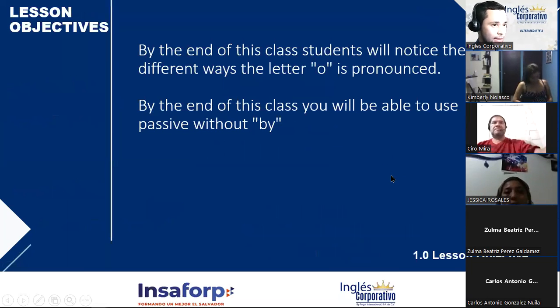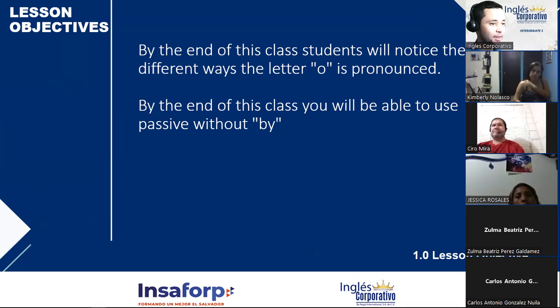These are the lesson objectives. By the end of this class, students will notice the different ways the letter O is pronounced. That's the first one, so today we study some pronunciation. And also by the end of this class, you will be able to use the passive without by. It's the same passive voice we studied yesterday and the day before yesterday, but this time you don't use by. So in a way, it's easier. So let's begin.